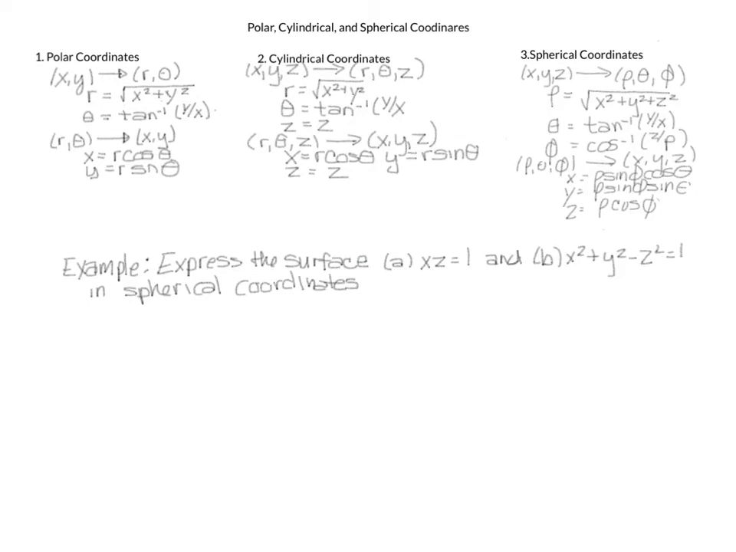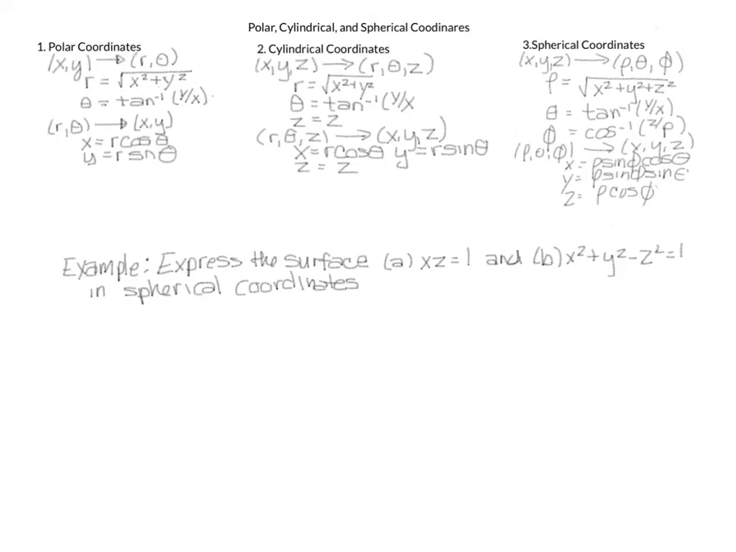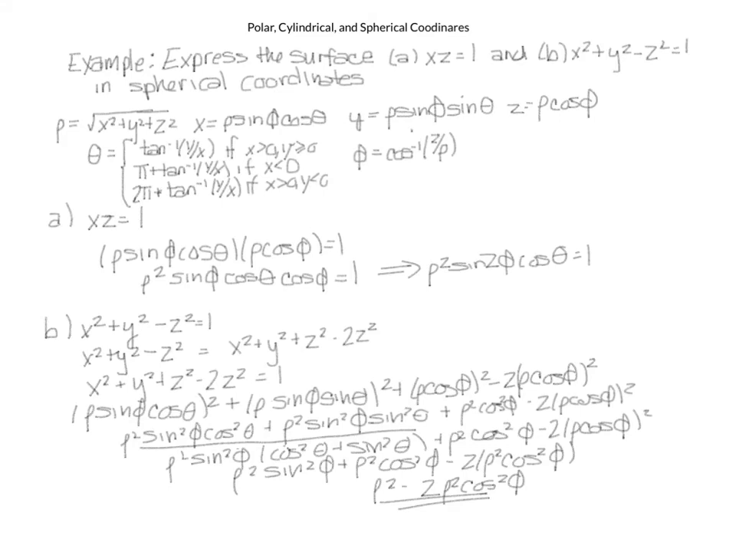This next conversion is a little more involved. So the problem is to express the surface x times z equals 1, and also the surface x squared plus y squared minus z squared equals 1 in spherical coordinates. And I have our formulas here for reference. So the first surface, x times z equals 1. I just plug in for x over here, and for z over here, and I have it equal to 1.